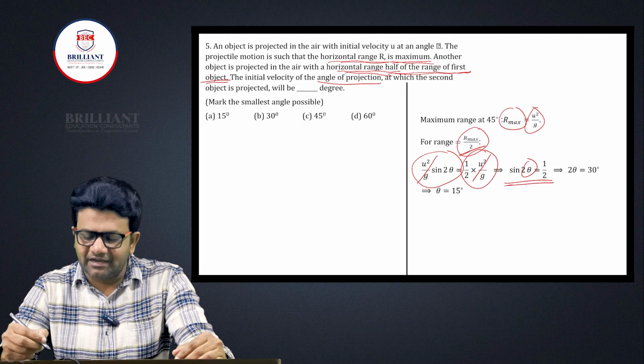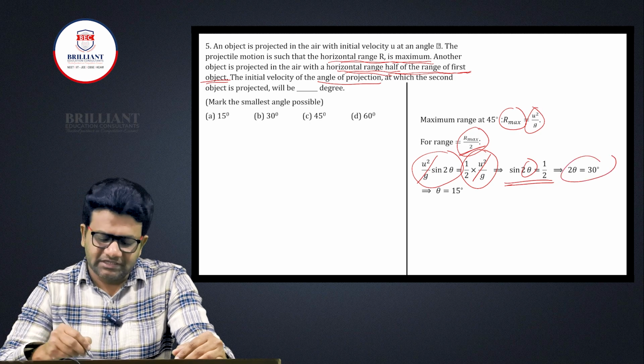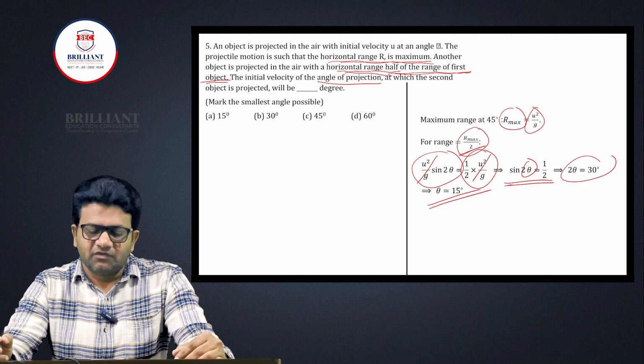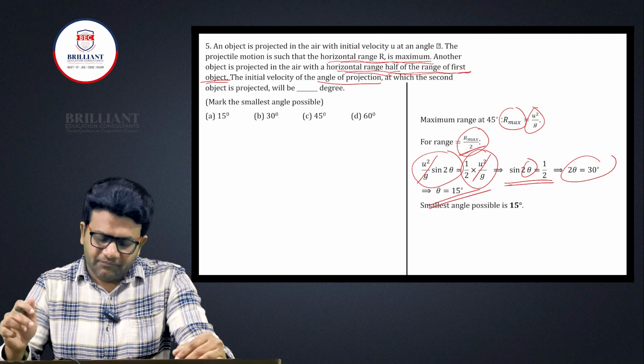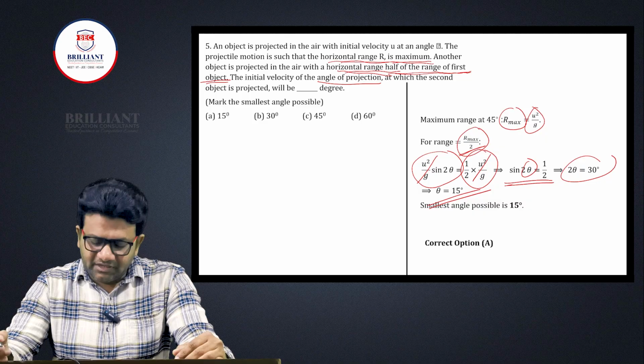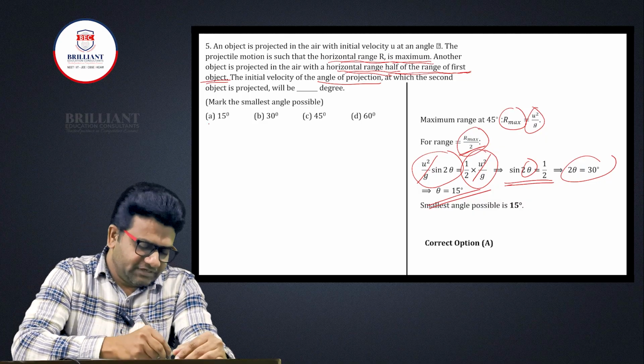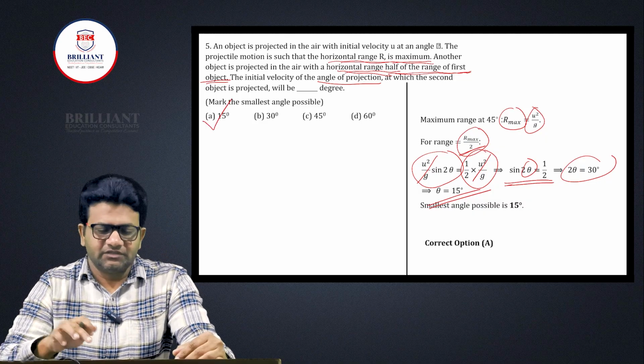So we get 2 theta equal to 30 degrees. So theta equals 15 degrees. So we get the final answer: theta equal to 15 degrees. So you get the answer. The correct option is A, 15 degrees is the answer. So the next question.